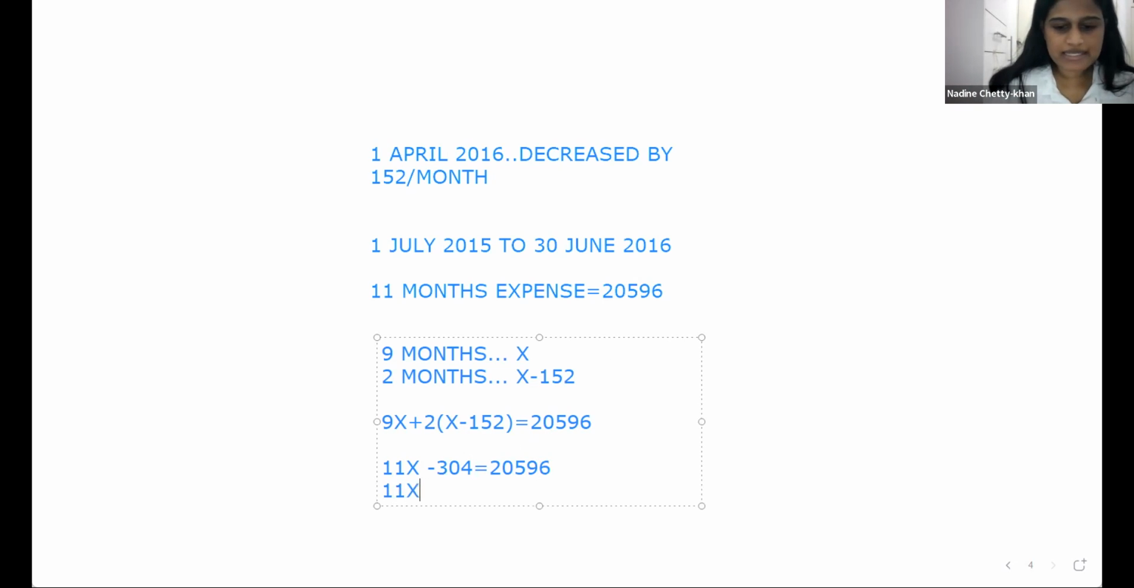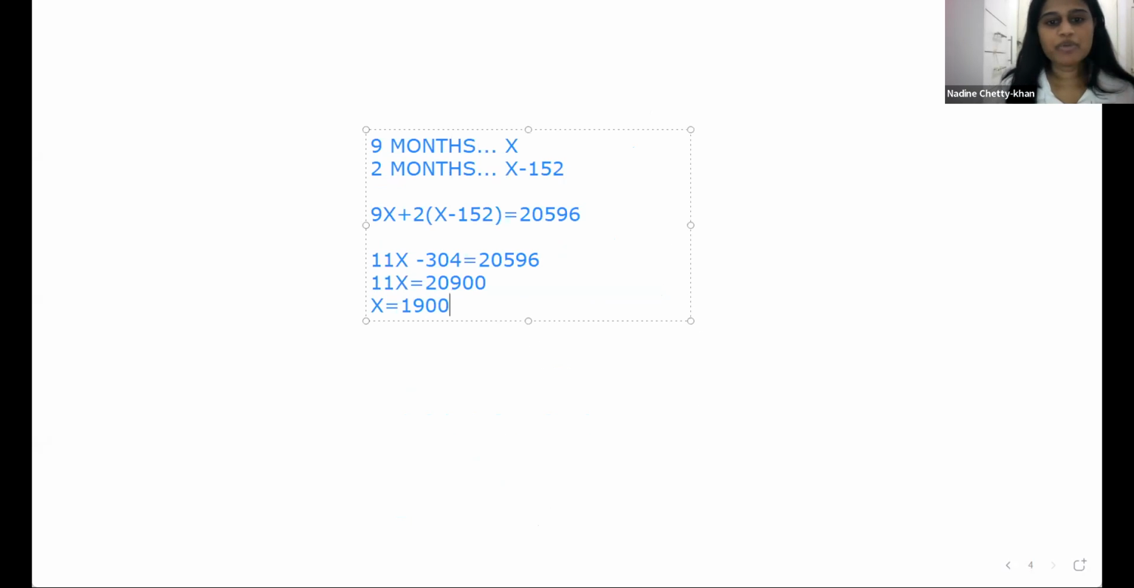So 11x equals, you take it over, it will become 304 plus 205.96. That is 20,900. You divide both sides by x, or 11. And each month, remember x represents each month, it would have been 1,900 for advertising.